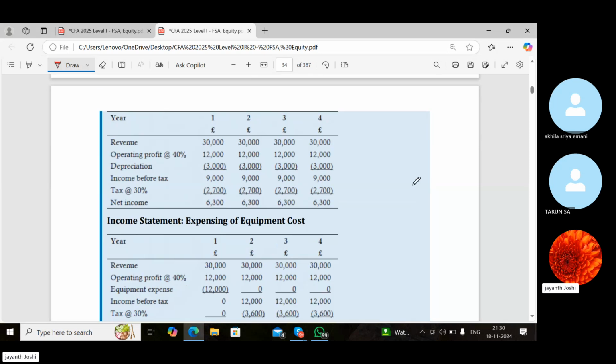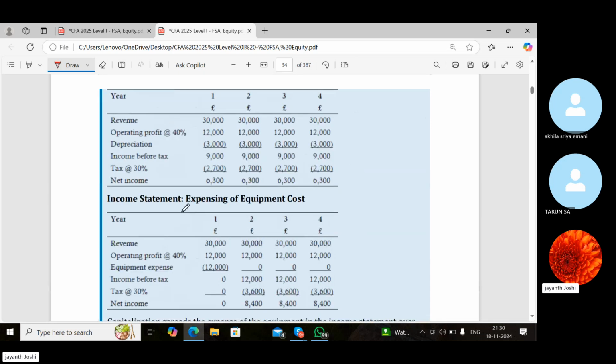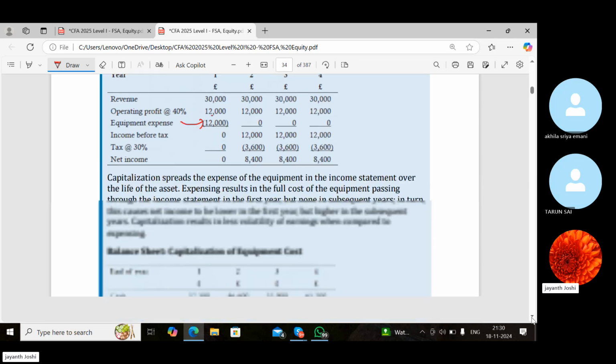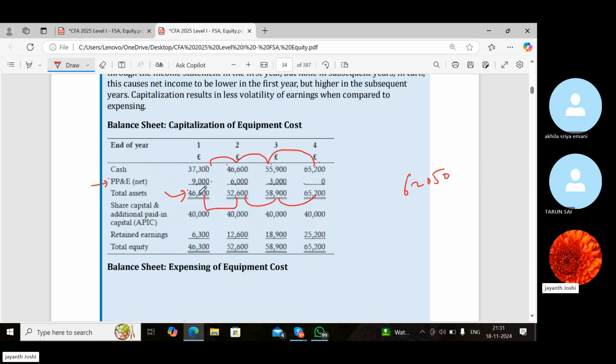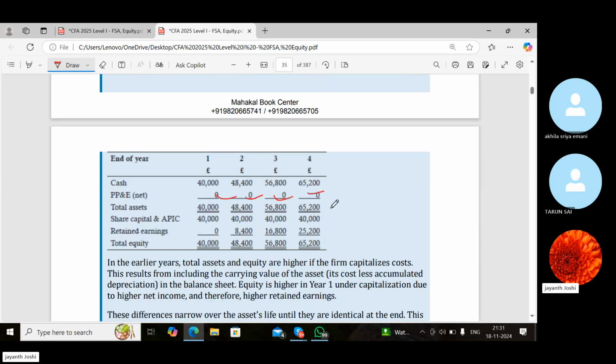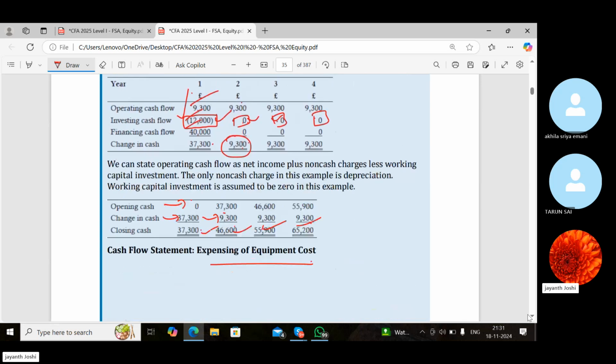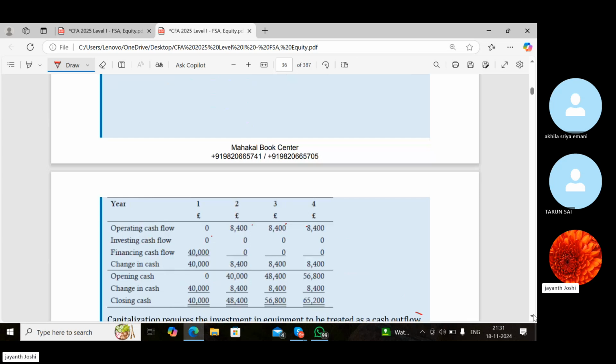So in case of expensing, the entire cash flow has been taken. The entire investment was taken in the income statement. So we didn't show anything in the balance sheet, right? When we expensed it. See, you're not seeing anything here. And we have seen the note also. The note clearly says in case of expensing.